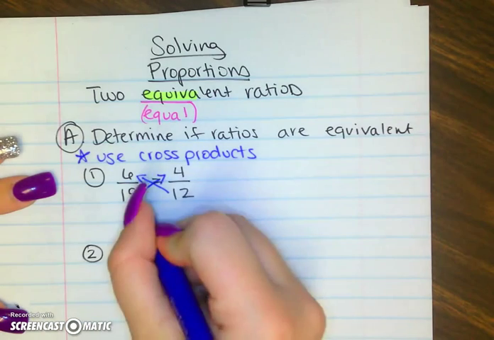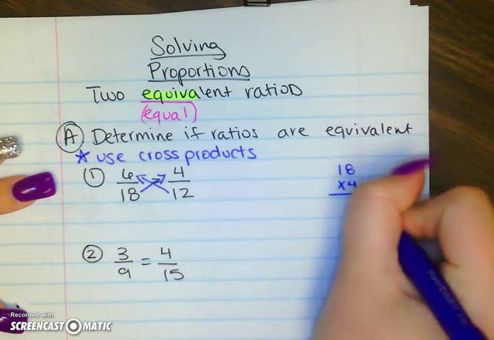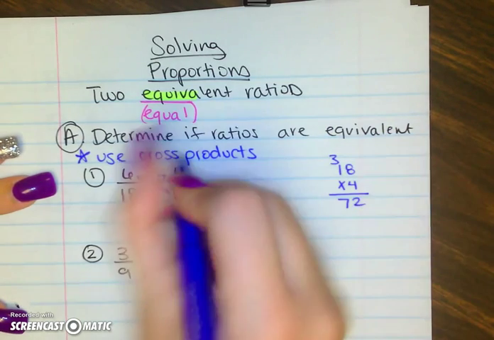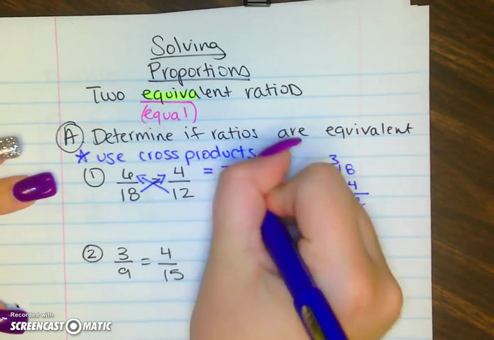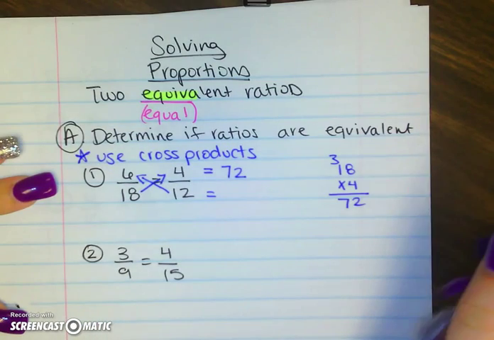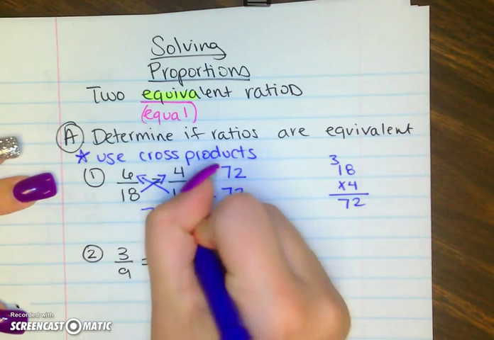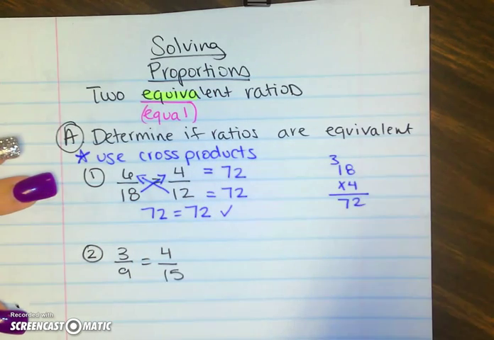So I'm going to do 18 times 4, and I get 72, and then 6 times 12, and I know that that is 72 as well. So since 72 equals 72, these two are proportional.